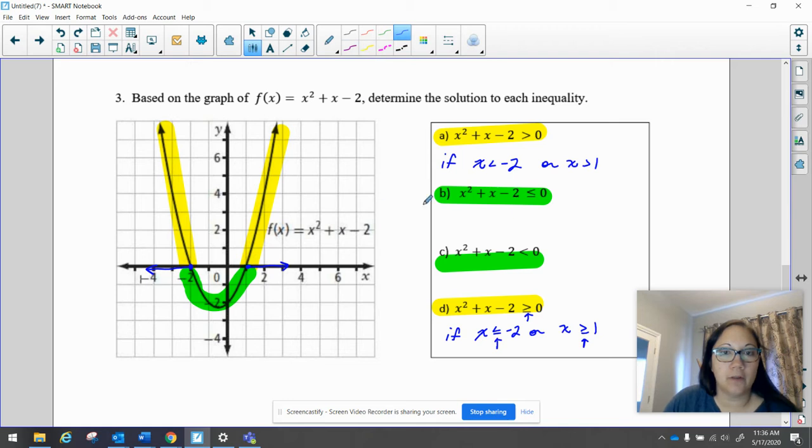Okay, for the green zone, that was true when x was between -2 and 1. So this would be true if x was between -2 and 1, but notice I've put the less than or equal signs there. And on this one, I'm just going to put the less than signs.